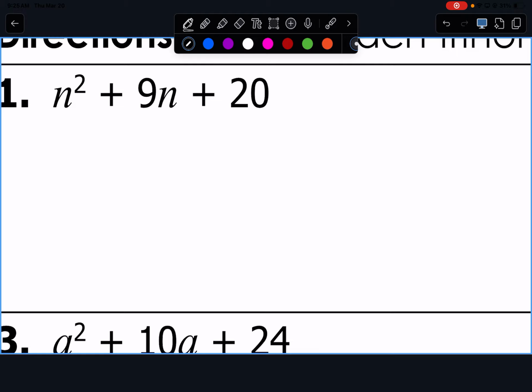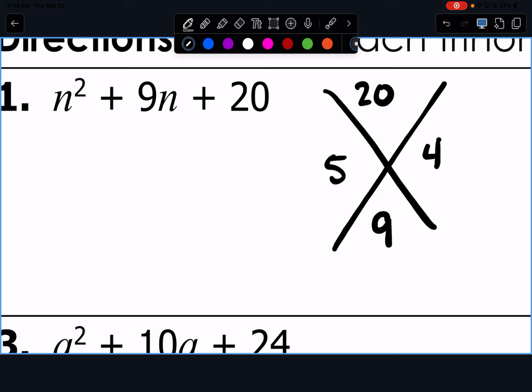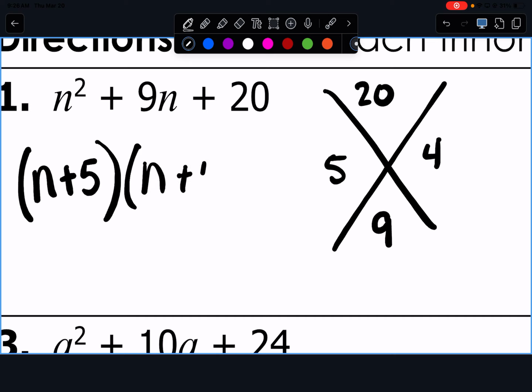Can I do the shortcut method when A is 2? No. So if you are clear on that, we're going to proceed because it does make it a little bit easier in certain scenarios. In this case, we're going to do this by our shortcut. We just said what multiplies to give us 20 and adds to give us 9 was 5 and 4. So to write our answer from that, we're just going to go n plus 5 and n plus 4. We just use those right there.